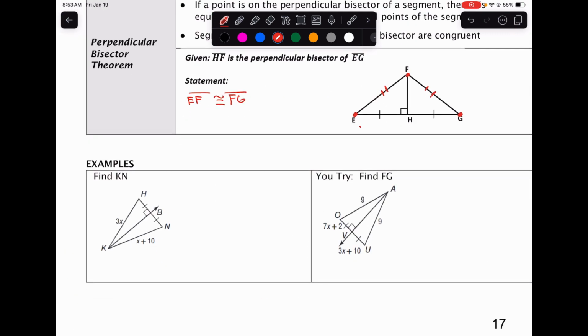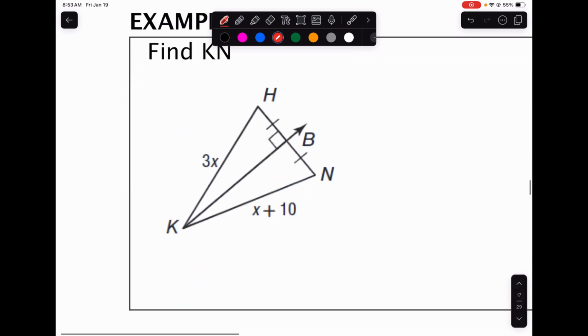So if we look here, for our example, they want us to find KN. Whenever you're presented a problem like this, you want to take a step back and ask, okay, what can I say? Can I say certain things are equal to each other? Can I add up certain things to equal something? Just figure out what equations you can set up and what relationships you have between the angles or the segments.